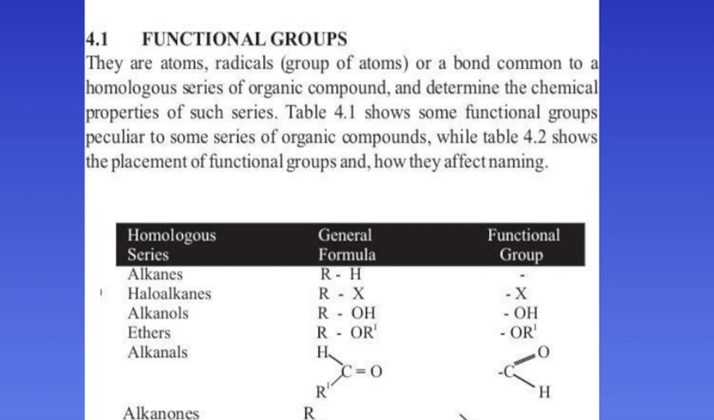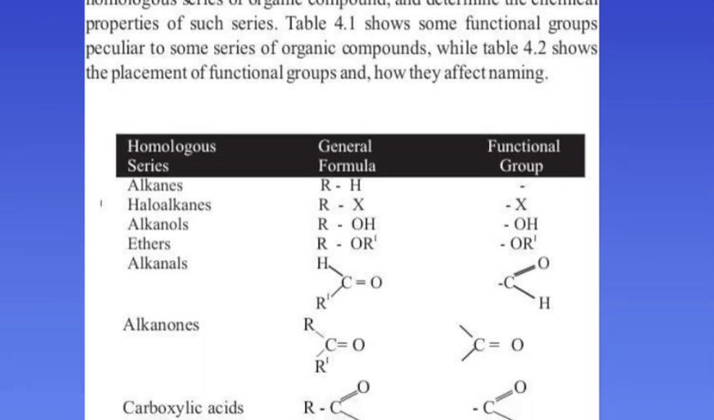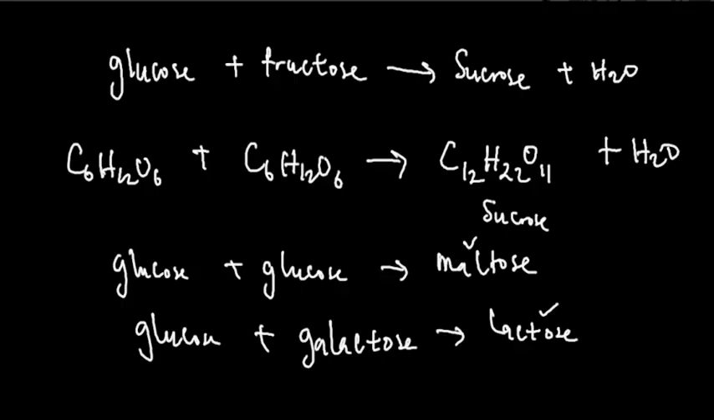Functional groups are basically atoms, radicals, or a bond common to a homologous series. I would refer to them as the part of an organic compound that characterizes that organic compound. Yes. And these functional groups could range from different elements occurring or a particular type of bond. Alkanes, for instance, are hydrocarbons that only possess single bonds. Your haloalkanes have the halides as their functional group. Alkanols have hydroxyl group as their functional group. Your ethers are basically compounds that have oxygen as their functional group.